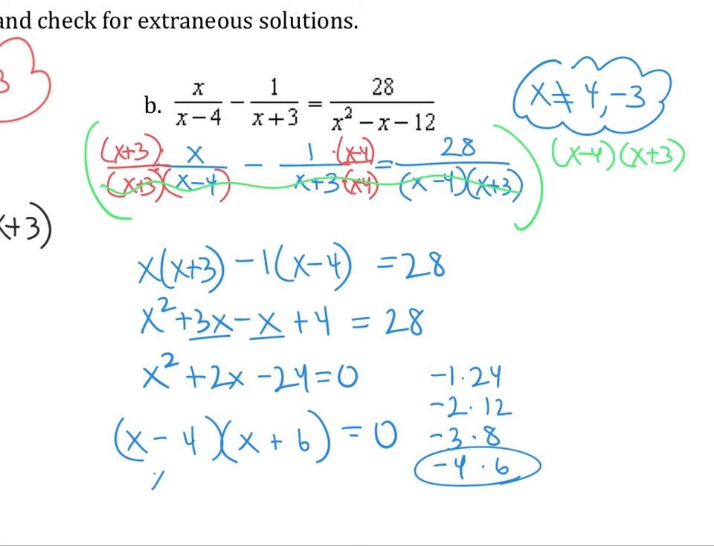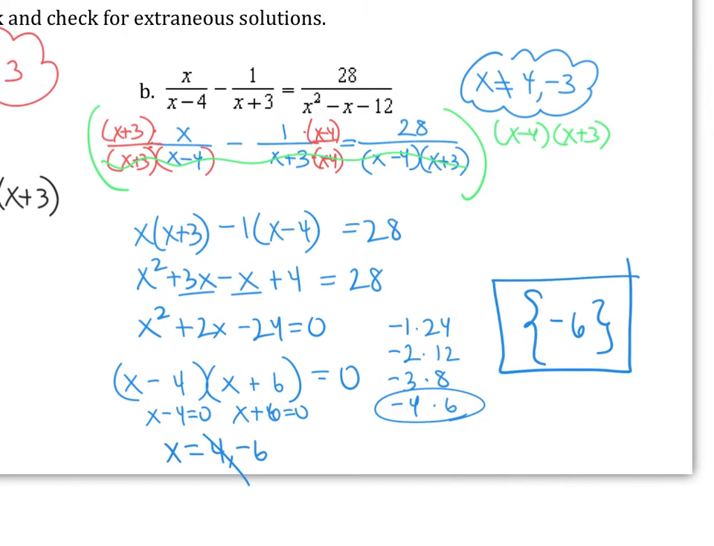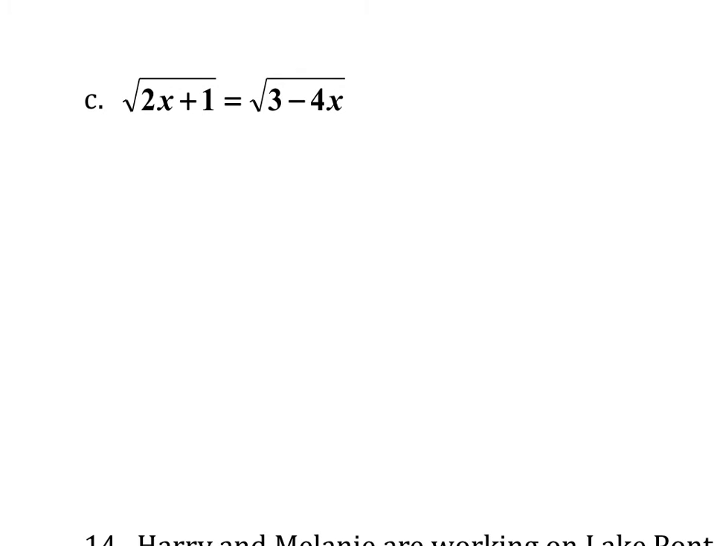And if I solve these by setting them equal to 0, I get x equals 4 and negative 6. Now, before I put that in my solution set, I make sure that it's not part of our extraneous solutions, and unfortunately the 4 is, so it can't work, but -6 is not, so -6 would be our only solution. Okay, moving on to letter C.